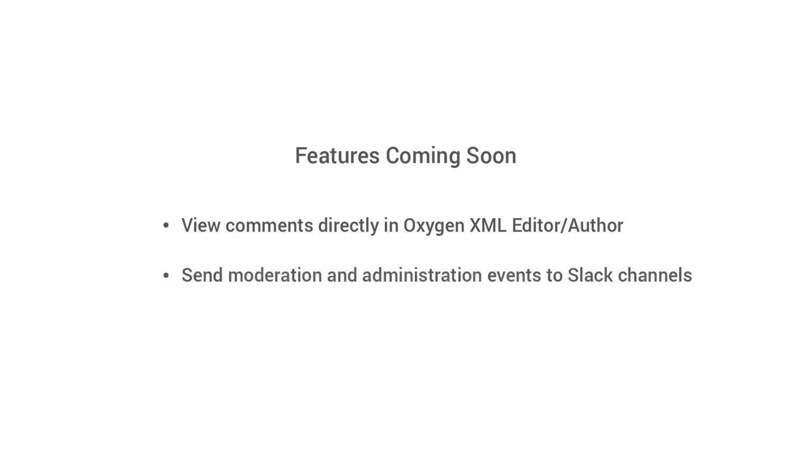And finally, here are a list of some of the features that are coming soon. First, a new view will be available in Oxygen XML Editor or Author, where you can see all the comments added in the Web Help documentation. Second, you will be able to send comment moderation and administration events to your Slack channels. And third, your users will be able to add comments after certain block elements, for example, a paragraph, list, or table, without having to scroll to the comment area at the bottom of the page.